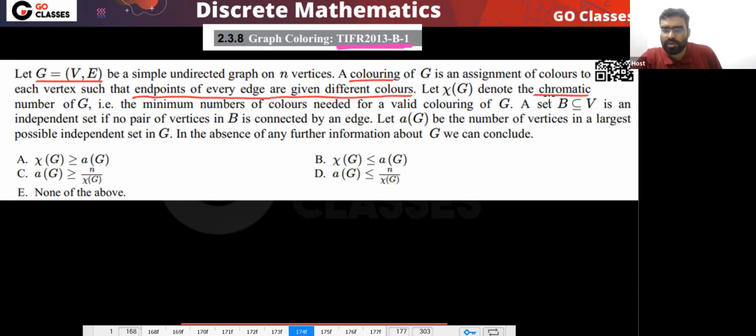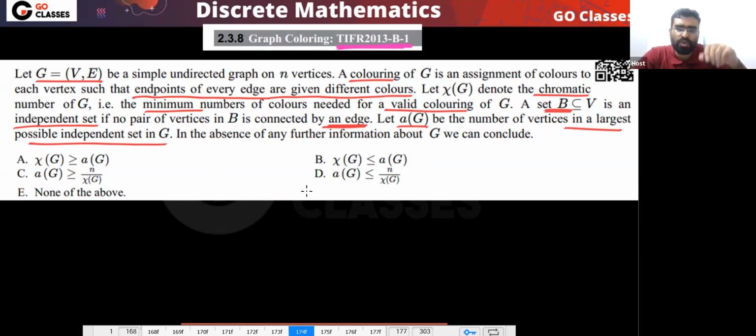This zeta denotes the chromatic number, meaning the minimum number of colors needed in a valid coloring. And this set B is given to you. This set B is an independent set if no vertices are connected by an edge. And this alpha is the size of the largest possible independent set.